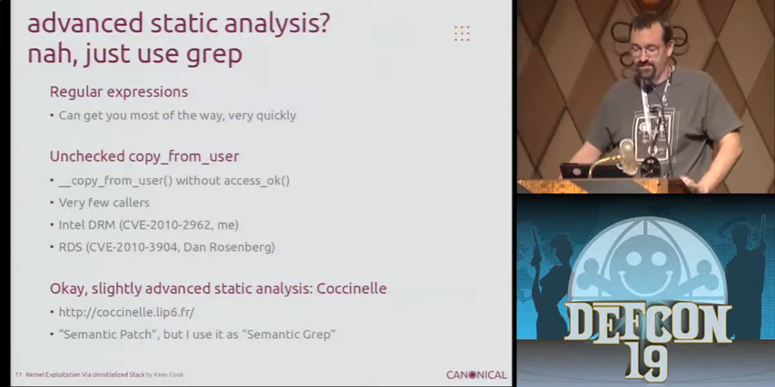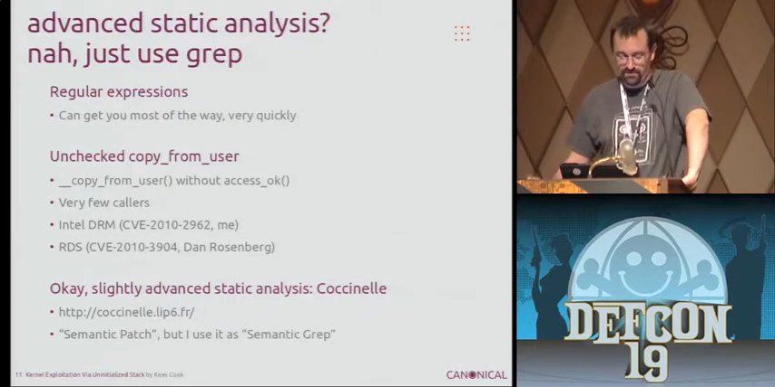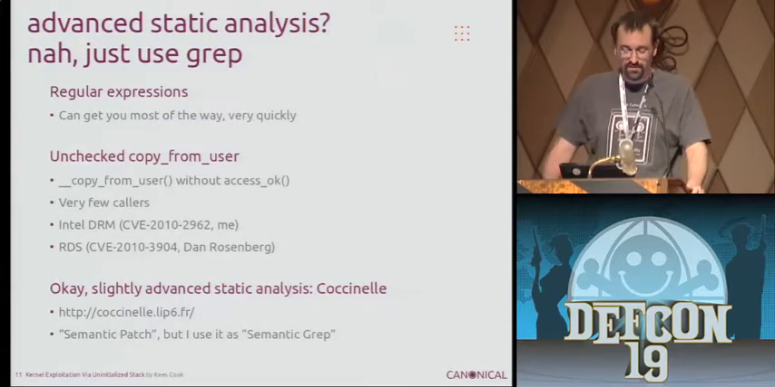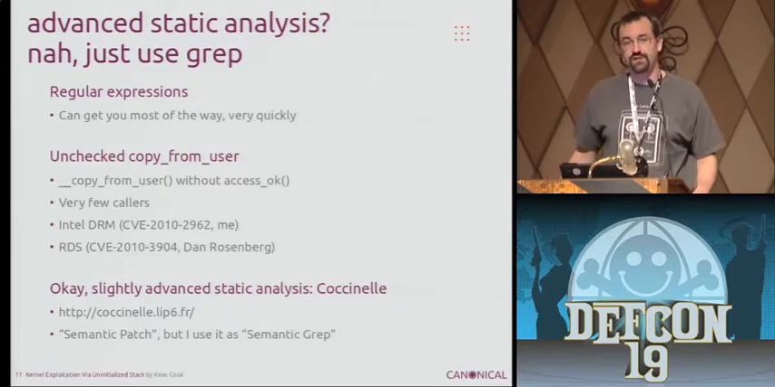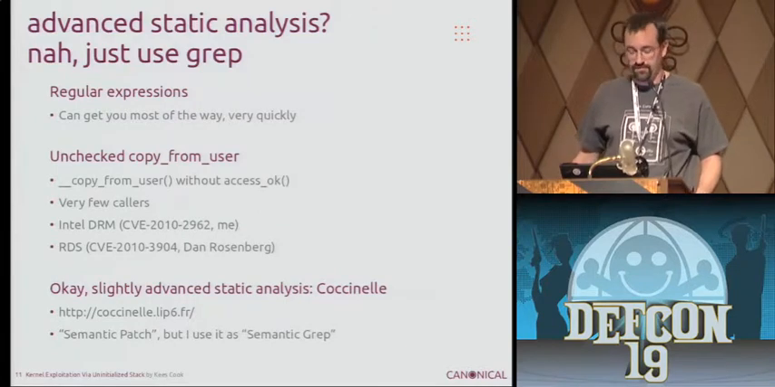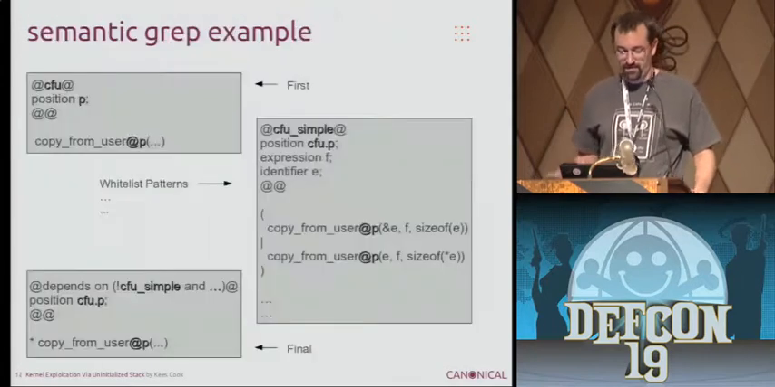But with just standard copy_from_user, I thought that I should go a little bit beyond standard regular expressions. So I started looking at a tool called Coccinelle, which is traditionally used for semantic patching. You want to patch a behavior that's going on in a source tree, replace something about a structure. It was much easier to use that. But I was really using it for semantic grep, and I'll give you a quick example.